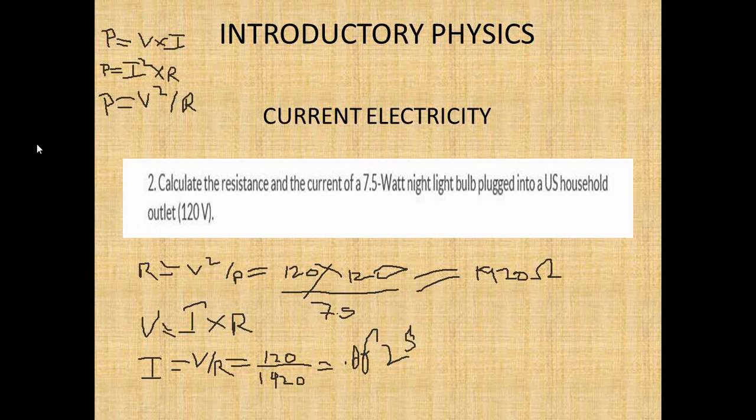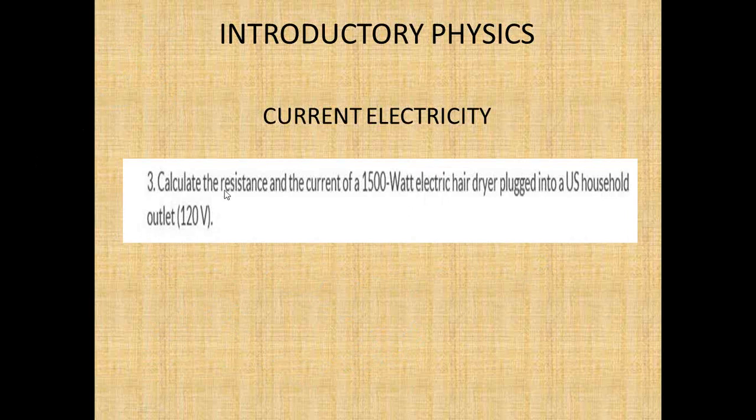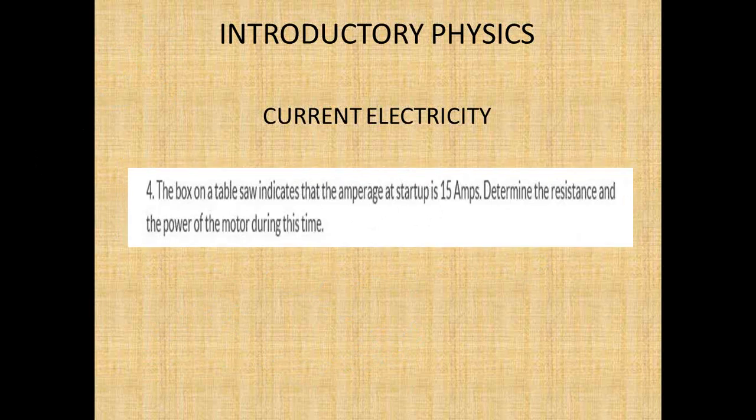All right, so let's move right along. Calculate the resistance and the current. You have a much larger power, and again, the same principle. Use the equations for power. Get the resistance, then plug the resistance in the Ohm's law equation, and get the current. All right.